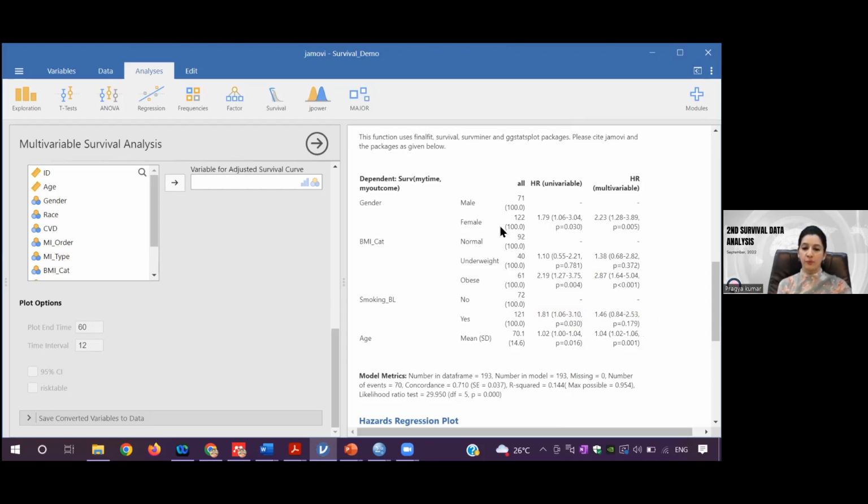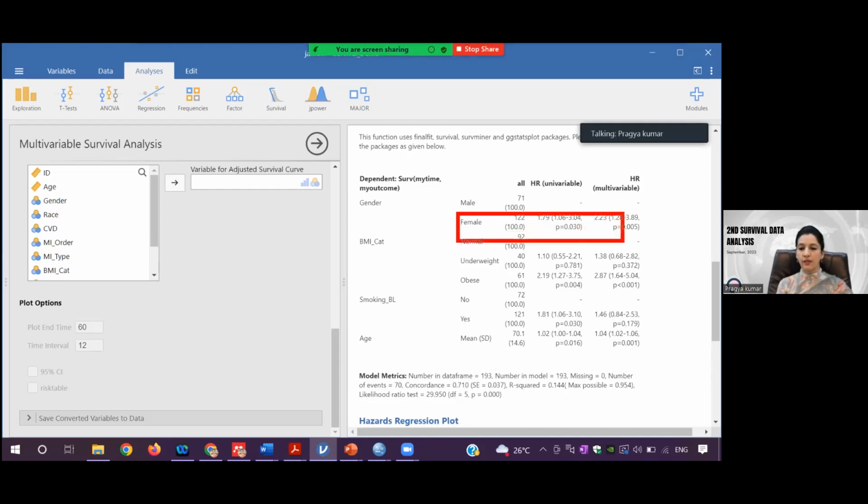So this is the plot. You can have this plot, and here you will see that it gives you male and female. If it is written in front of female, that means it is giving you the hazard ratio in female. And if nothing is written in front of male, that means it is taking male as a reference value. Similarly, if nothing is written in front of smoking, that means it is taking no smoking as baseline.